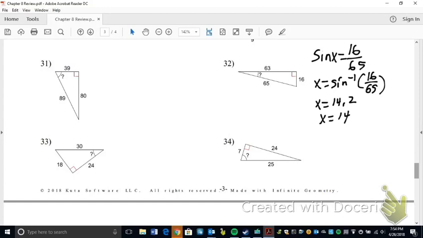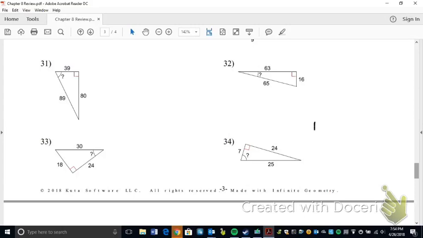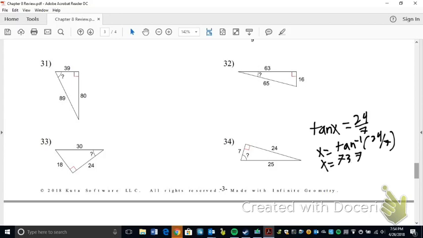Now here's the thing. At some point I show you kind of how to enter that in on the calculator. I've done that in class, but I'll do it again here. So here I'm going to use tangent. Tangent of x equals 24/7. That's opposite over adjacent. So x is the inverse tangent of 24/7. Or x, plugged in on my calculator, is 73.7, rounds up to 74 degrees.